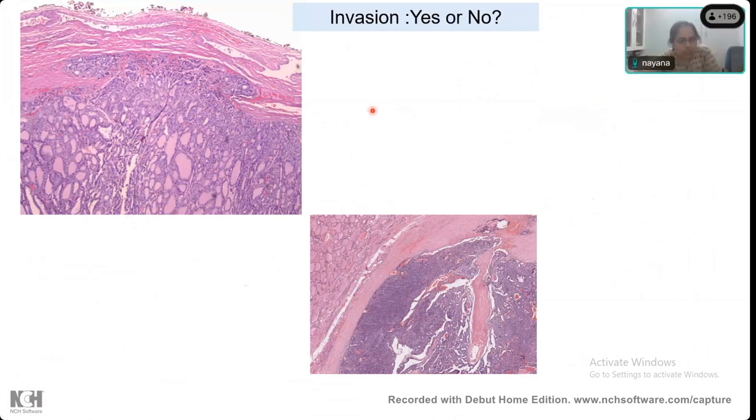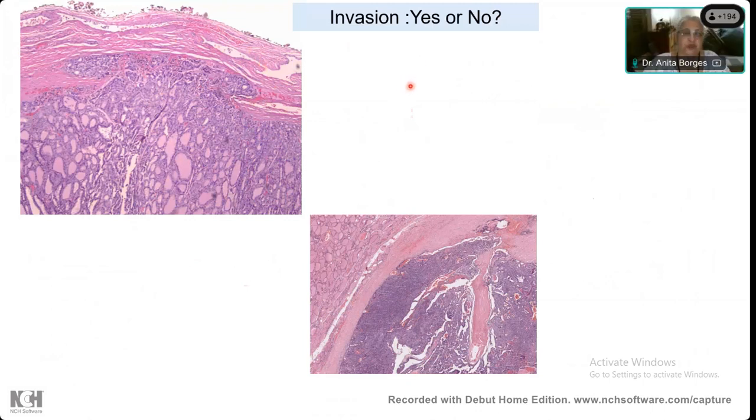It has a mushroom shape, but still I don't think it's an invasion. You don't think it's an invasion. Where do you think, Naina, this particular tumor is? When I say where, I mean in relationship to the thyroid. What is this outside? Do you think it's the capsule of the thyroid or is it the capsule of the tumor? Capsule of thyroid.